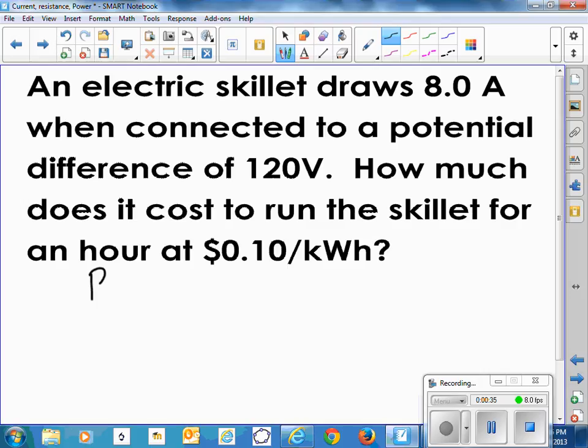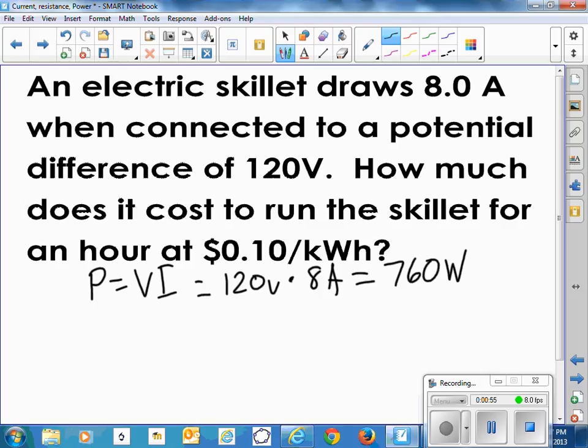So the power is the voltage times the current, which in this case is 120 volts times 8 amps. That gives us 760 watts. So if I run that for an hour, that would be 760 watt hours. So multiply that by 1 hour.